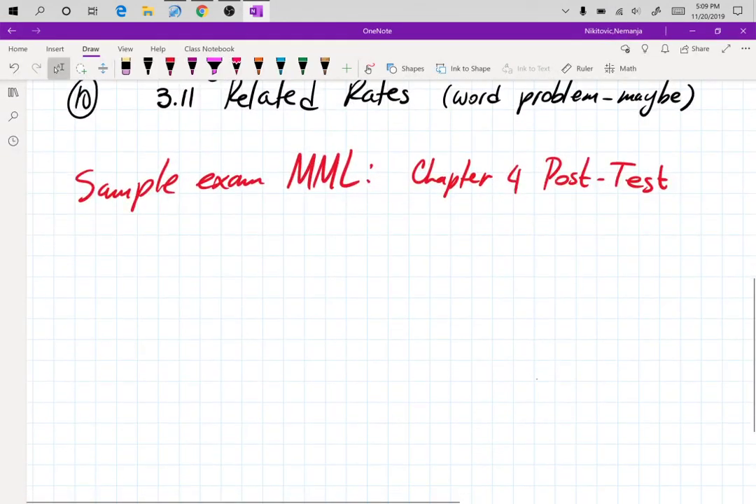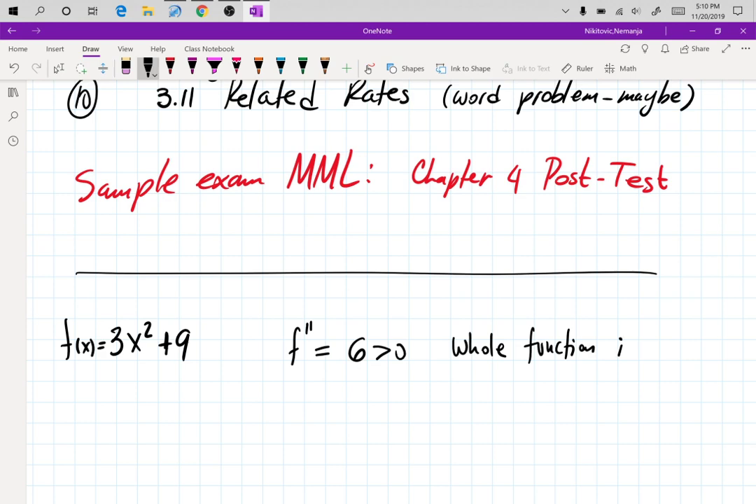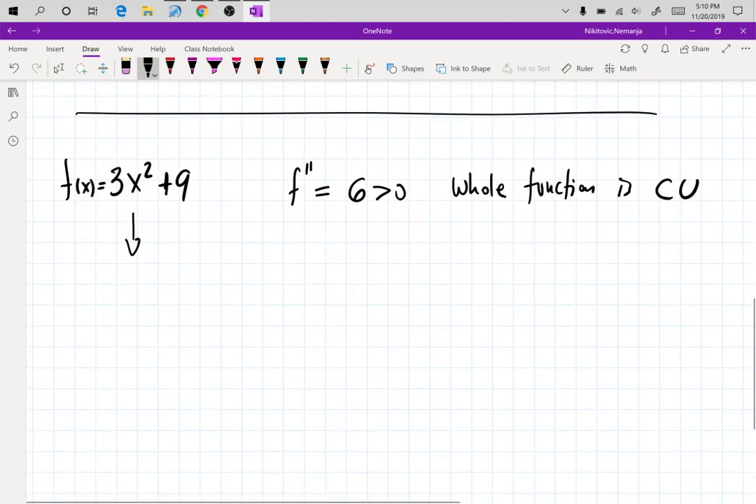Right. So here is the example. Now, if you have 3x squared plus, let's say, 9, that's your function, f of x. And you take the second derivative, well, take the first one first, which is going to be 6x, and then the second derivative will be 6. See, second derivative 6 is bigger than 0, which says that the whole function is concave up. Well, you know that the graph for this puppy looks like that. So the whole function is concave up, right?